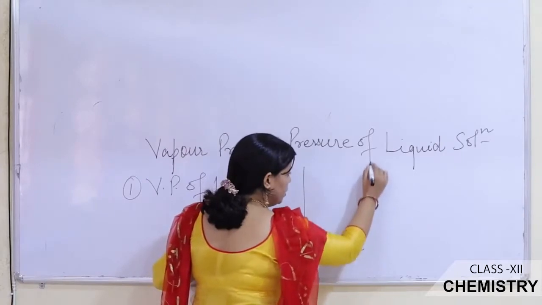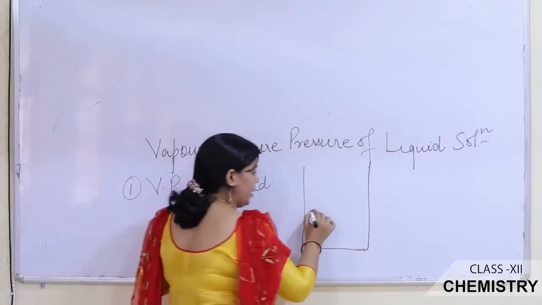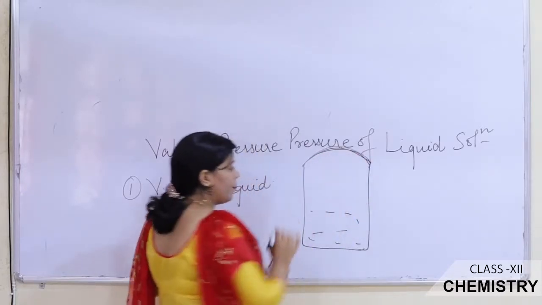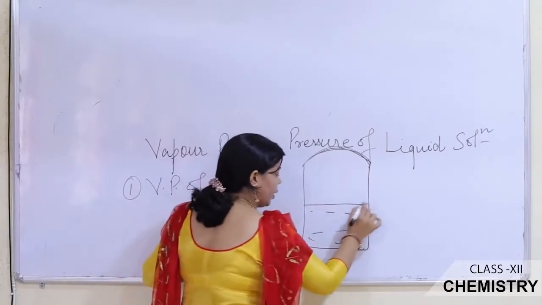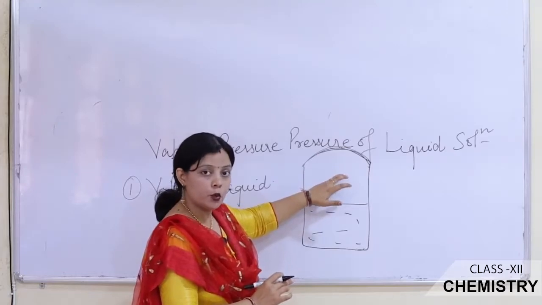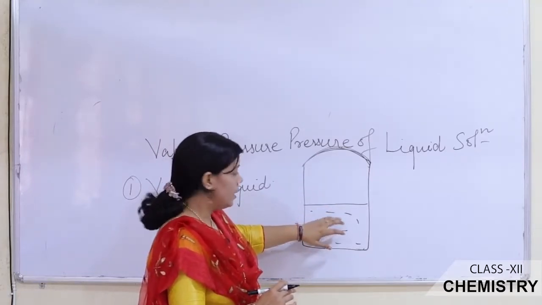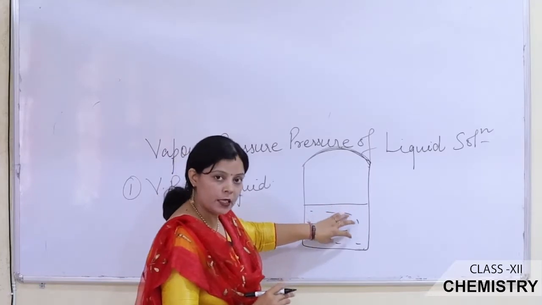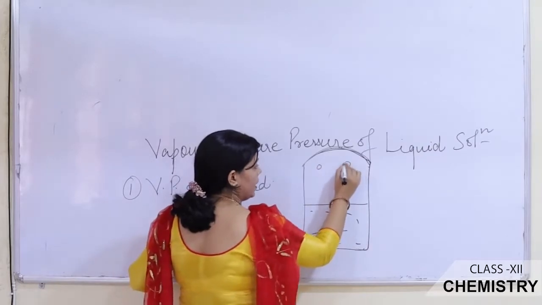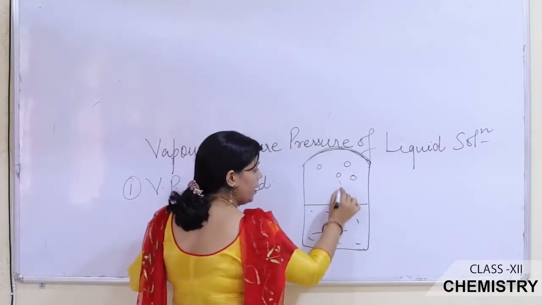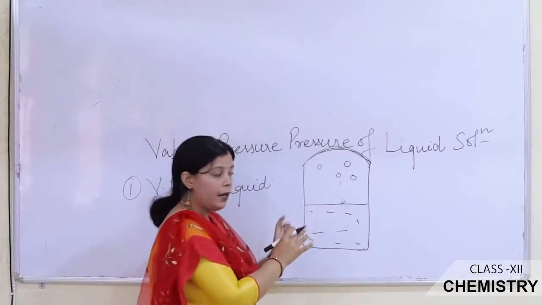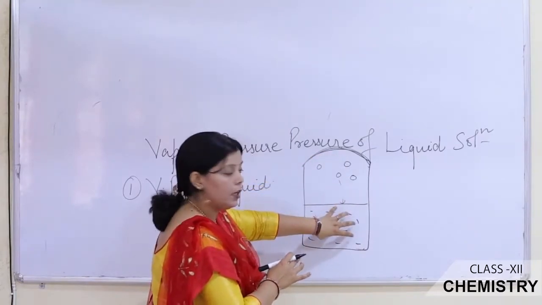Suppose a liquid solvent is taken in a beaker and that beaker is covered from the top. A part of that liquid evaporates and fills the space which is available to it. Initially it is found that the number of molecules in the vapor state gradually increases, and some of the vapor molecules strike the surface of the liquid and get condensed there. After some time, a state of equilibrium is attained between the vapor phase and the liquid phase.